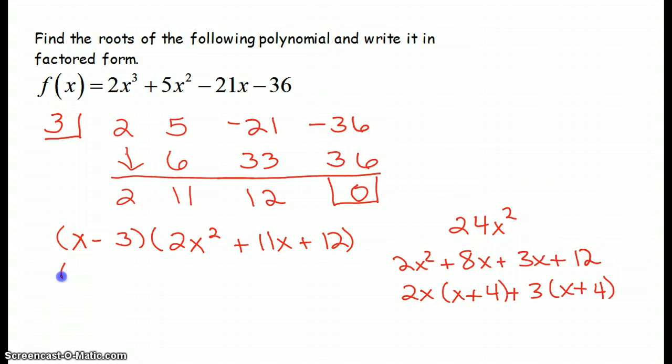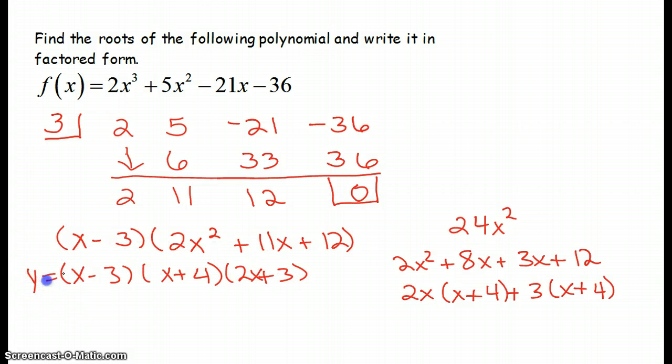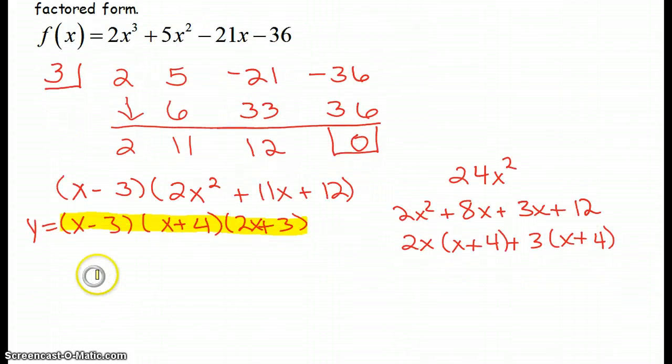So my factors, I'm going to leave the x minus 3 in front, and then I'm going to put x plus 4 because that's the common factor. And then what's left with it, which is 2x plus 3. And I'm going to put a y equals in front of that. So this would be my completely factored form, right here. So now if I wanted to write the zeros, I would get x equals 3, x equals -4, and then x equals -3 halves.